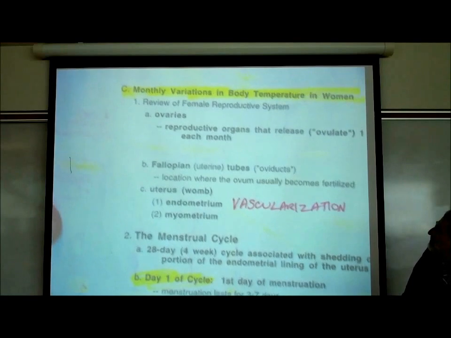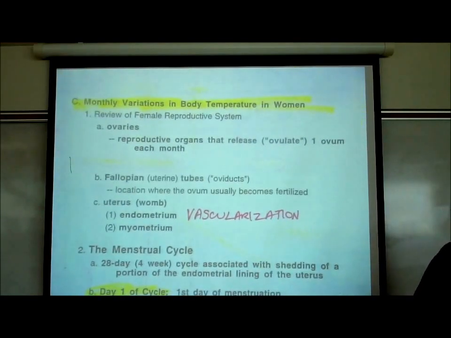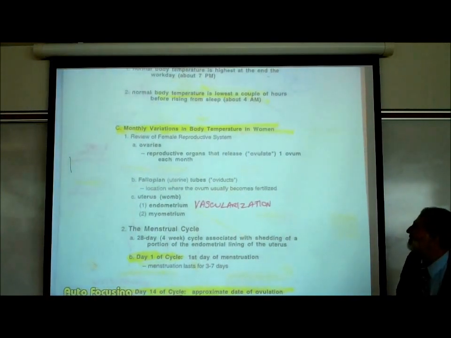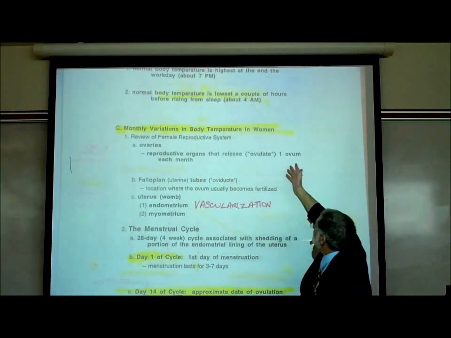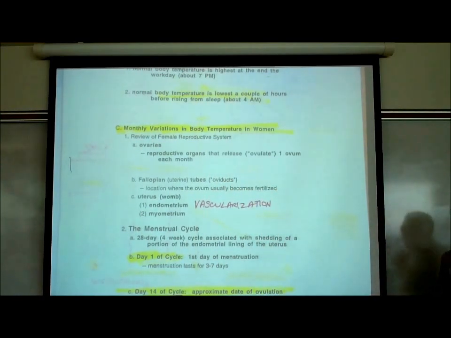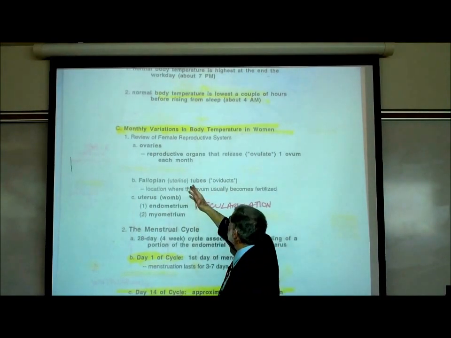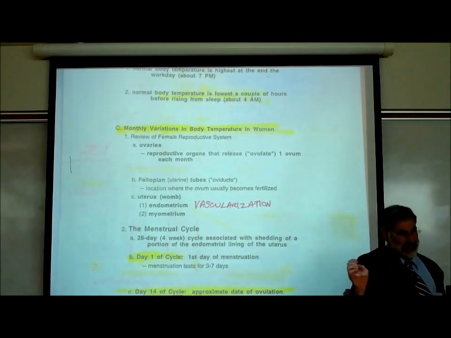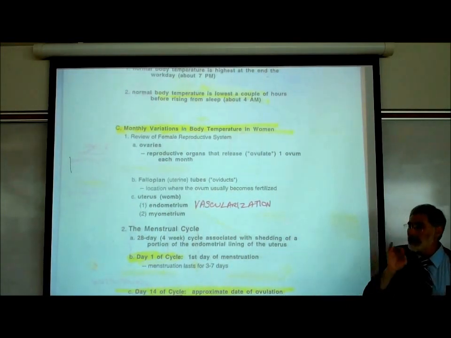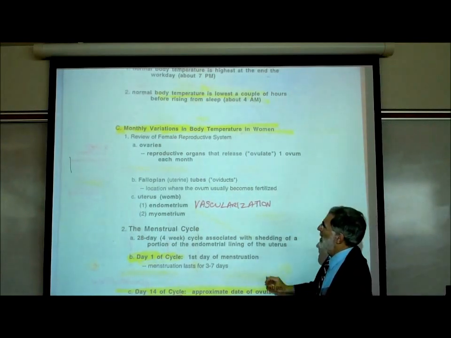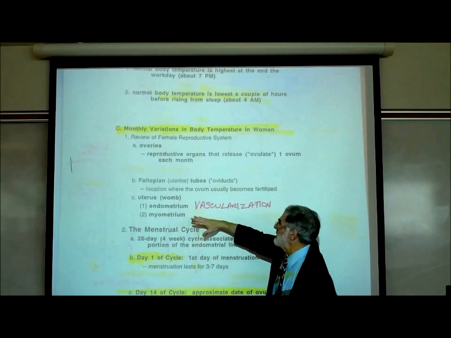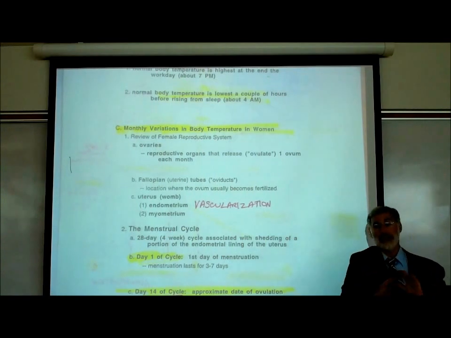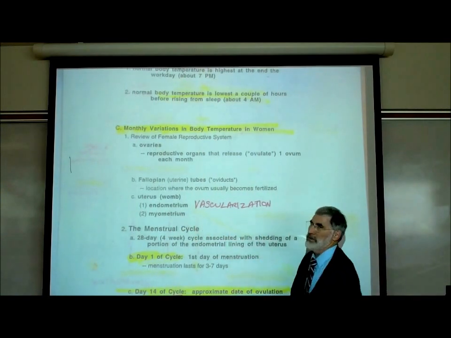Now, let's backtrack a little bit, back on C9, a review of the female reproductive system. The ovaries are the reproductive organs that ovulate one ovum each month. The fallopian tubes, also called the uterine tubes or oviducts, are the location where an egg is fertilized. If conception is going to occur, the sperm unites with the egg in the fallopian tube, not in the uterus. The uterus or womb is made up of an inner lining where vascularization occurs, which means the growth of blood vessels, and an outer myometrium, the muscular layer.